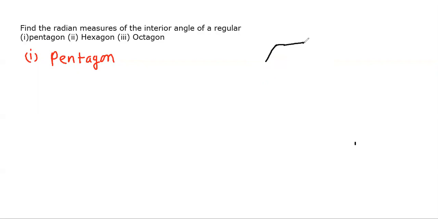So let me draw it again. This side, and this side. Now this is a regular pentagon. All the sides are equal. Now I will name this A, B, C, D, and E. When the pentagon is named A, B, C, D, E, the sides are AB, BC, CD, DE, and EA respectively, and the interior angles are angle A, angle B, angle C, angle D, angle E. These are called interior angles.